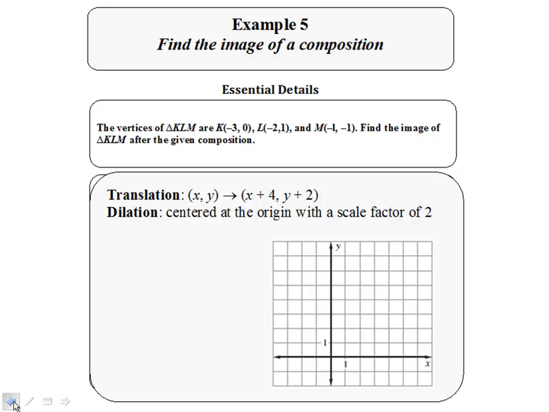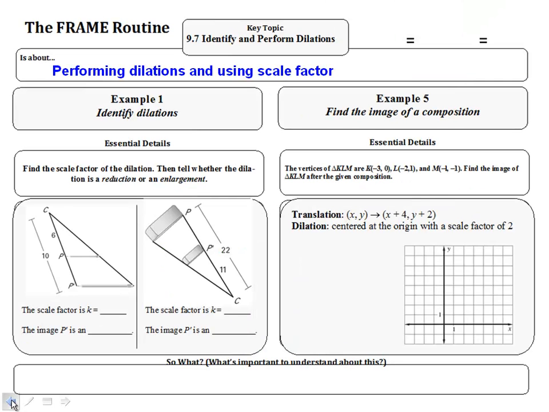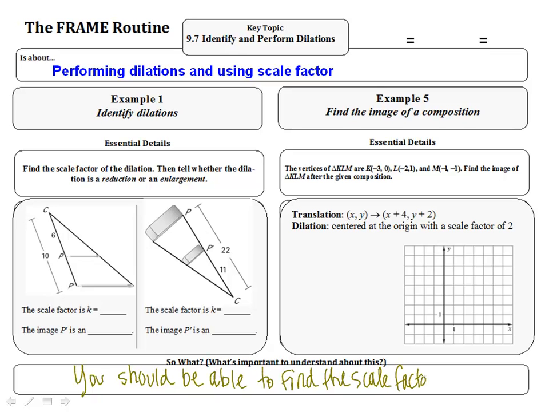Oh, we forgot to, on our frame, so I'm going to go back to the very beginning here. I forgot to put in my so what. My so what here is you should be able to find the scale factors and do dilations. Okay, so you should be able to find the scale factors and perform dilations.